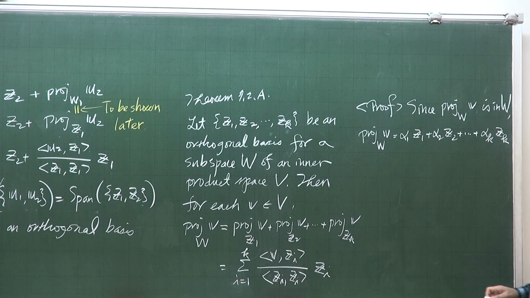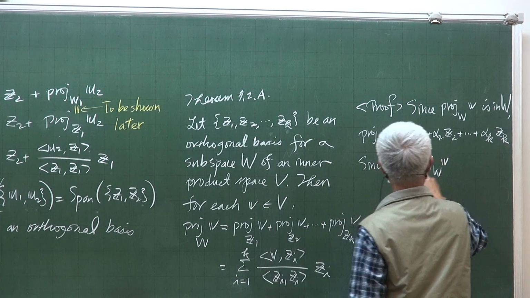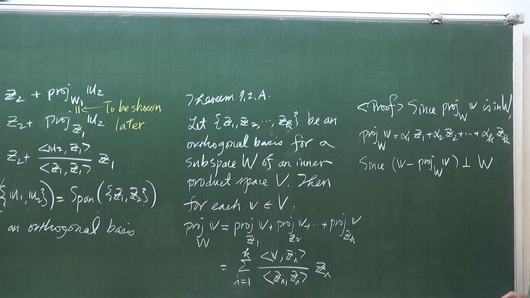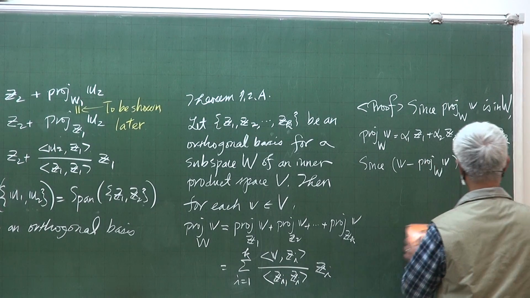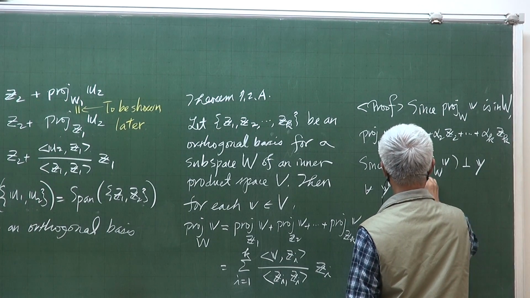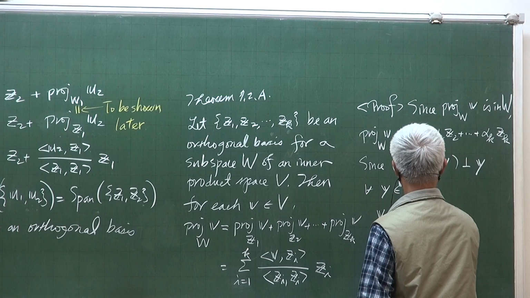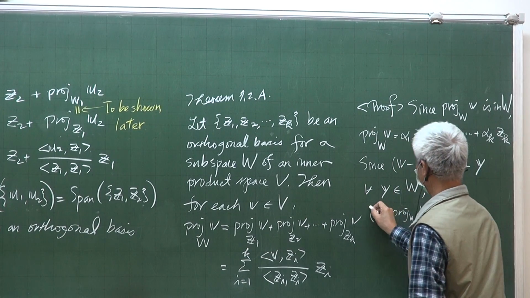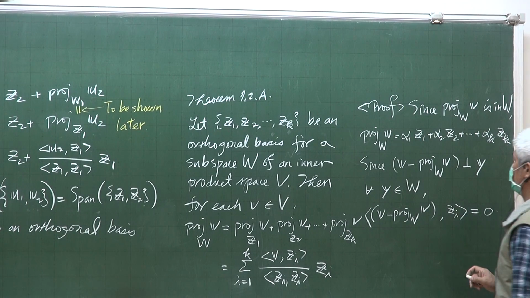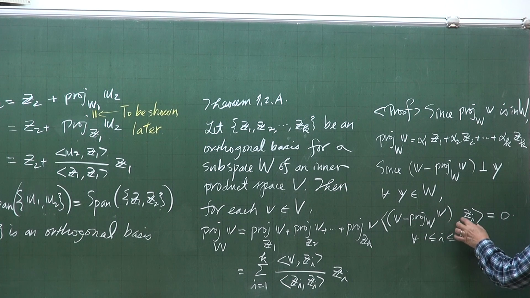Okay, so also, since V minus the projection of V onto W, this vector is orthogonal to W, so it's orthogonal to Y for all Y in W. Okay? So in particular, V minus the projection onto W, inner product with Zi, will be 0, for all i from 1 to k. So in particular, the difference is orthogonal to Zi.